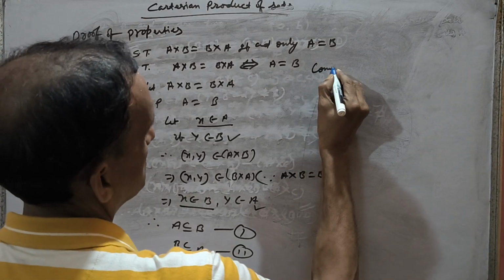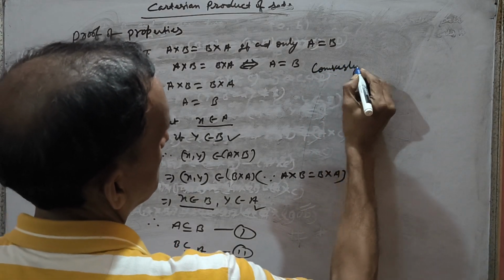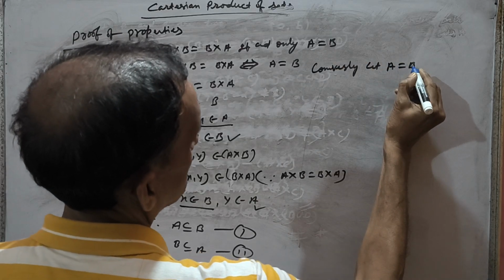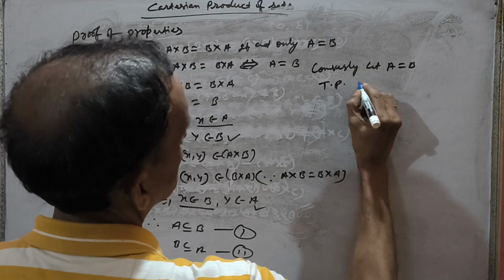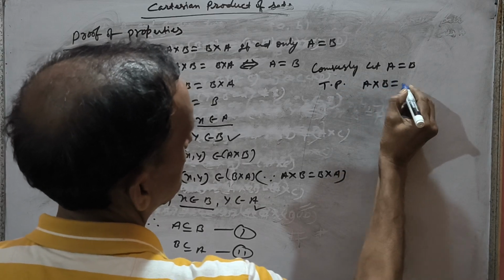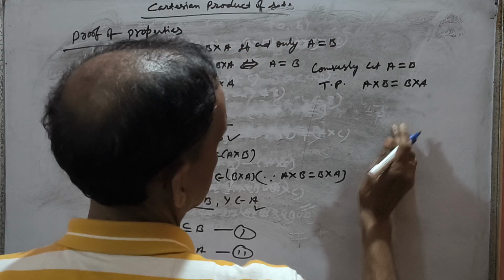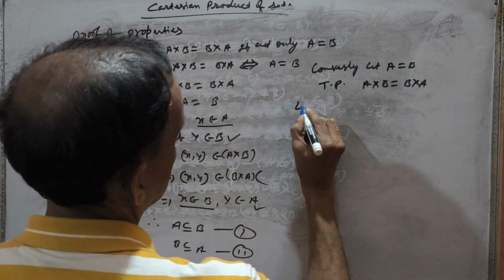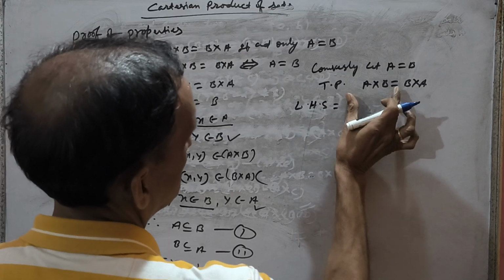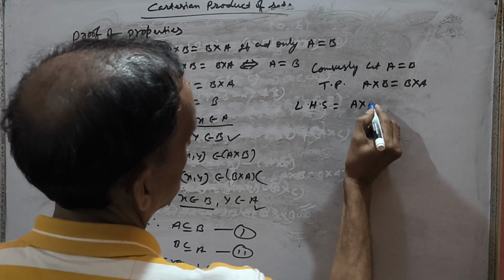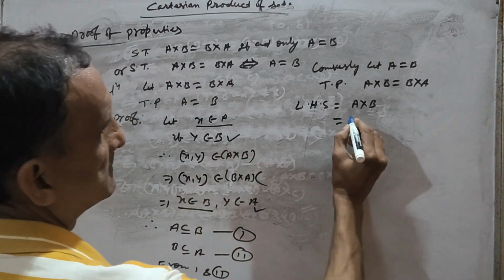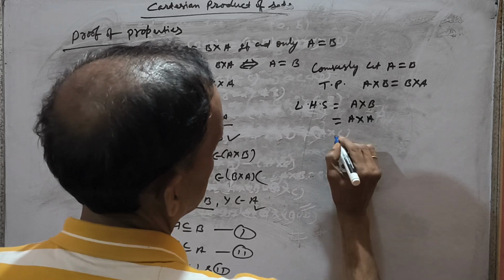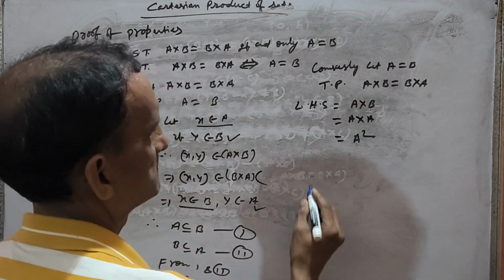Since it is if and only if, we have to do the converse. So I am doing the converse here. This time let A equal B. What to prove? A cross B equal to B cross A. This is simple. Take the left hand side, LHS. What is the left hand side? A cross B. Since B equals A, A cross A, you can write A squared.